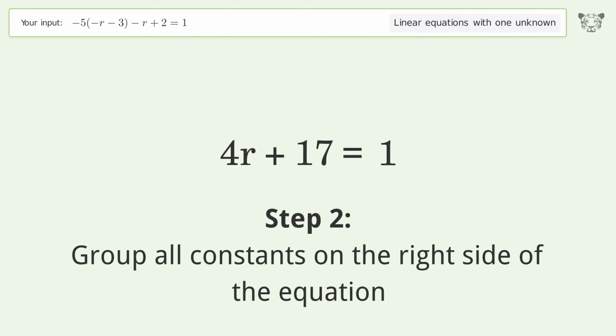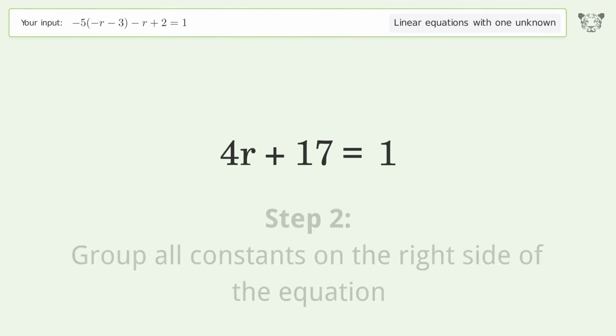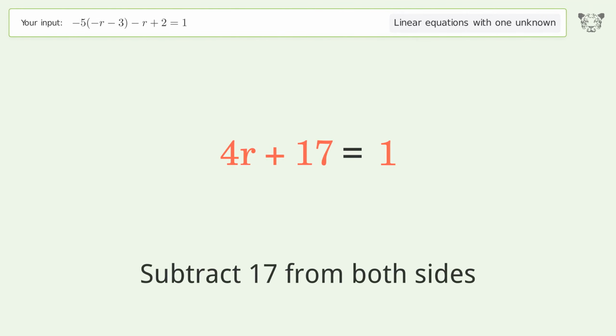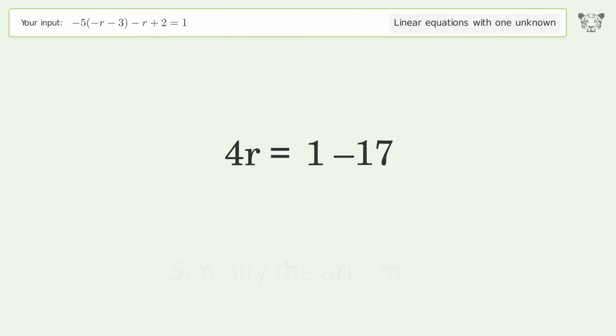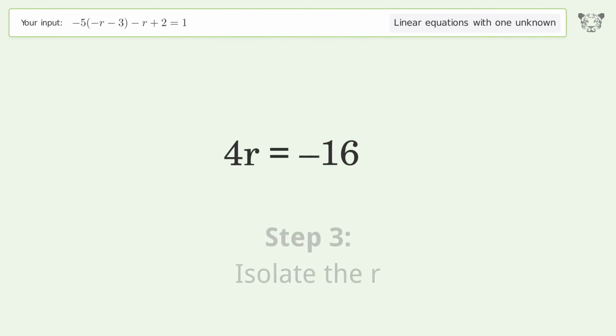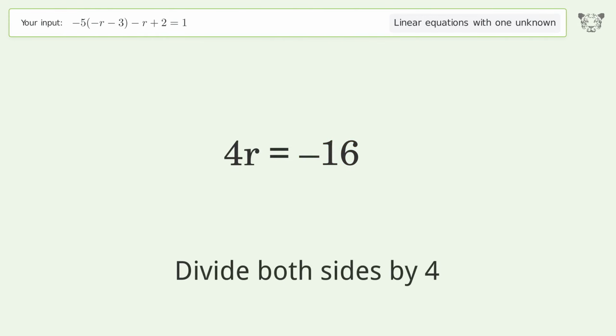Group all constants on the right side of the equation. Subtract 17 from both sides. Simplify the arithmetic. Isolate the r. Divide both sides by 4.